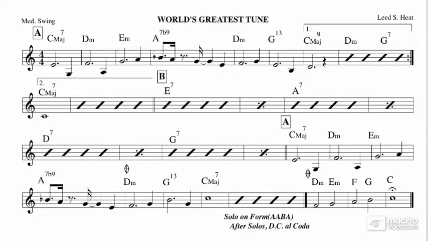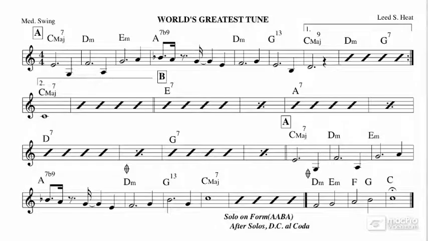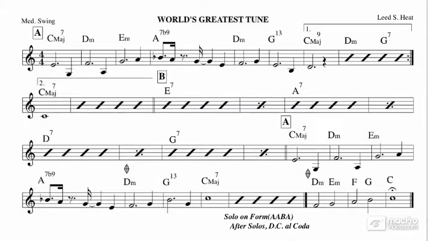Now, after the last A section, we're told to solo over the form. So the improviser or improvisers would take turns soloing over the entire form as many times as they want. After the solos are finished, we're told to DC al coda, meaning go back to the top of the tune or first A and play through until we arrive at the coda sign, which is here.